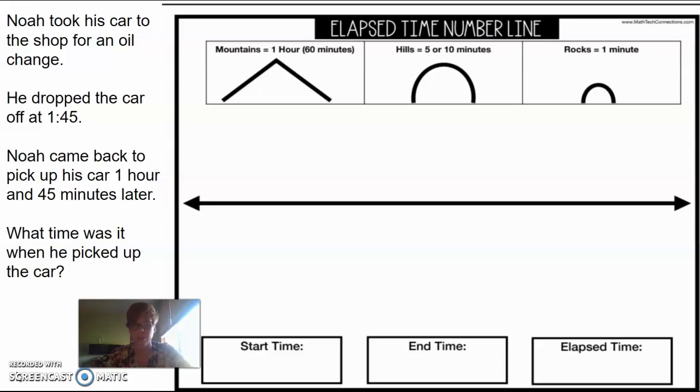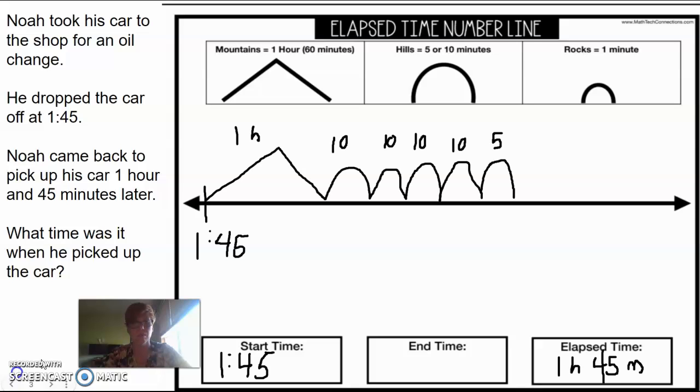I'm going to pause the video. Write down those things. On your paper, you should have written down 1:45 as the start time, 1 hour and 45 minutes as the elapsed time. You should have 1 hour and 45 minutes on the number line ready to go. I should see 1 mountain for 1 hour, 1, 2, 3, 4 hills for 10 minutes each, and then 1 more hill for 5 minutes. You could also do 5 small rocks.